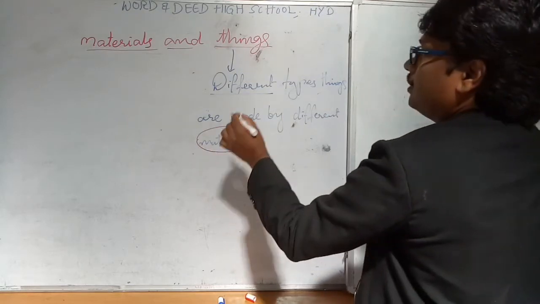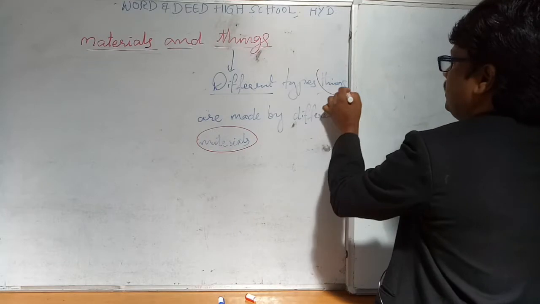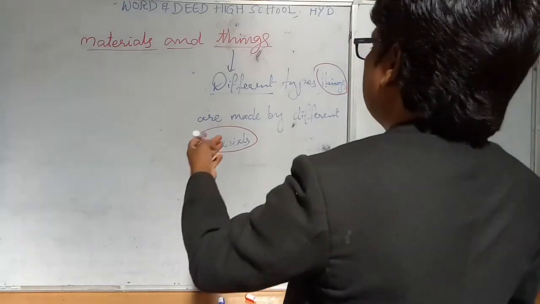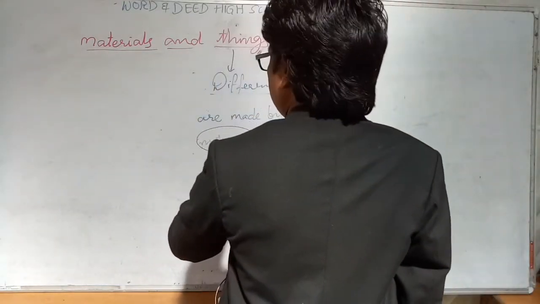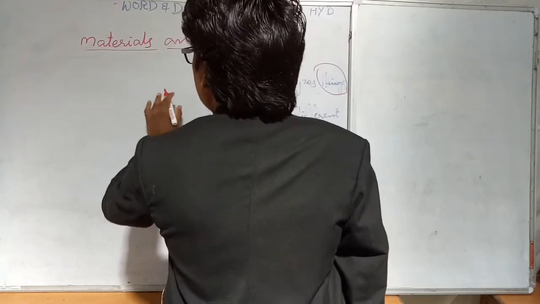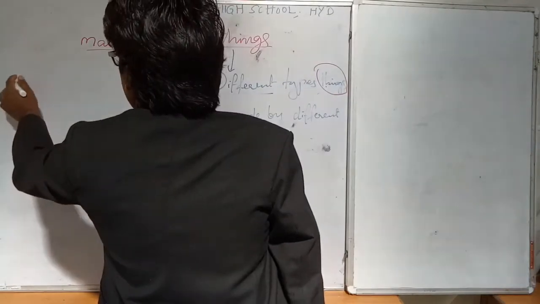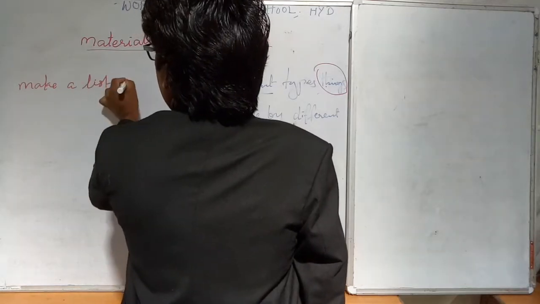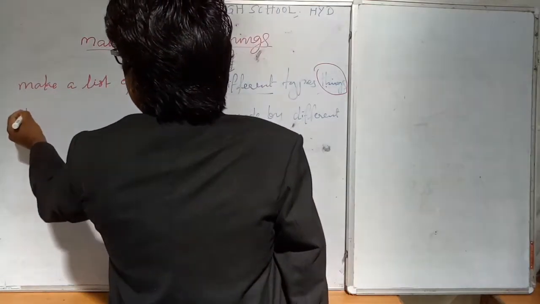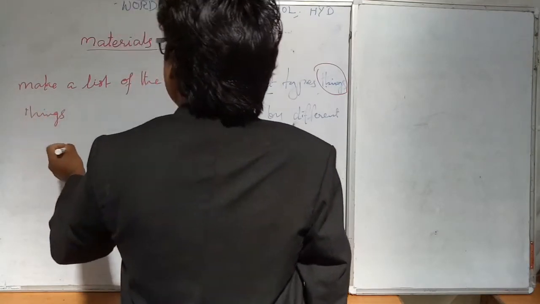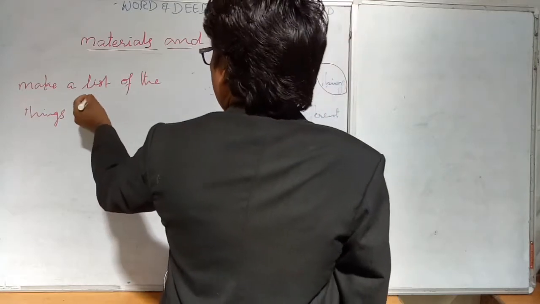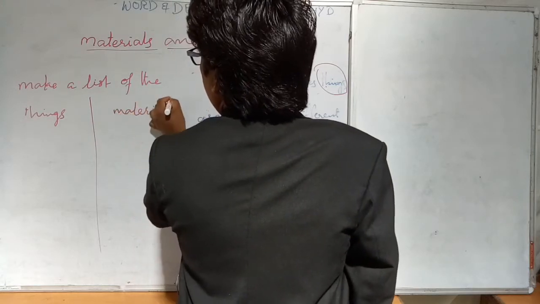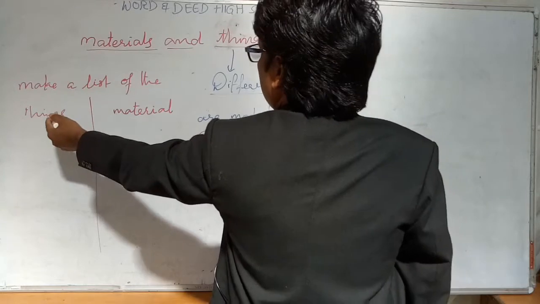Students, here you try to focus on these terms, materials and things. This is the name of the chapter. Here the things are made up of different materials, and we have to do some activities. You have to make a list of the things first, then you have to write the material used to make these things.